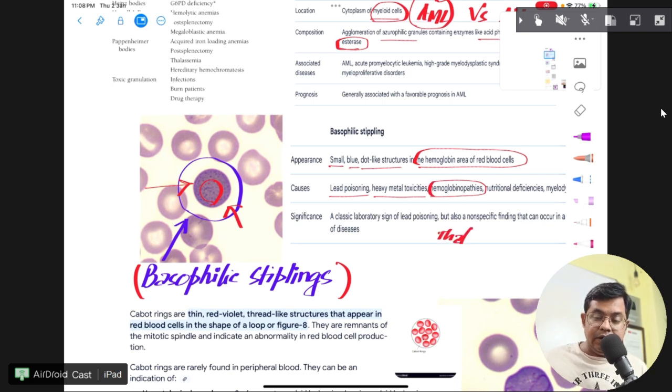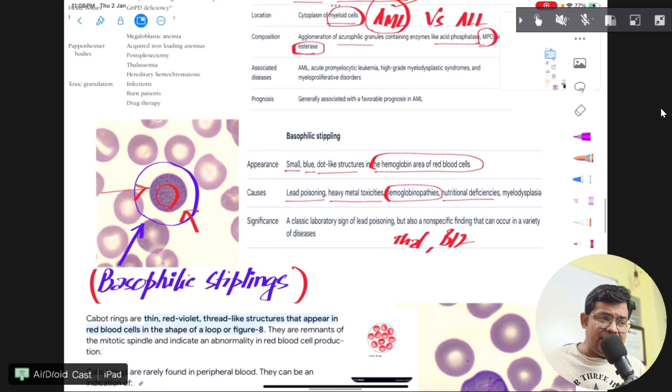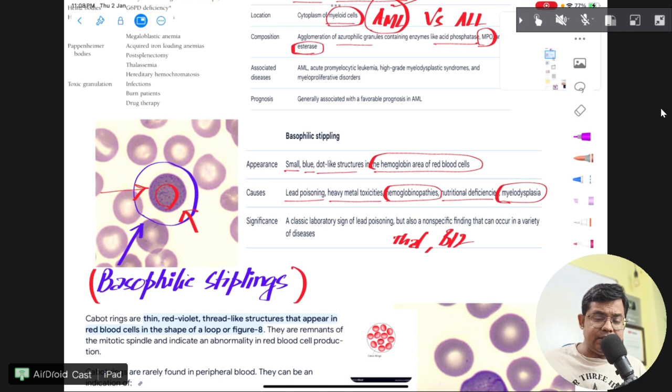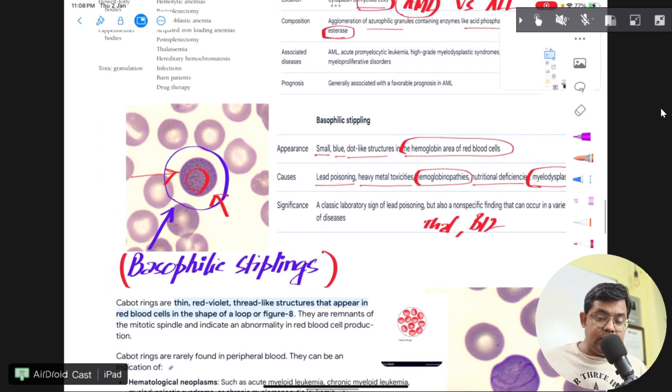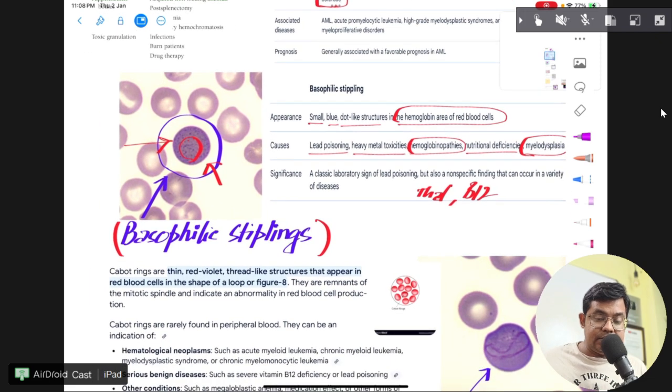Also, it is found in different nutritional deficiencies like B12 deficiency, and it is also seen in myelodysplasia. So, this is also a non-specific condition, so this basophilic stippling can be seen in a lot of other conditions. Now, coming to the next inclusion.